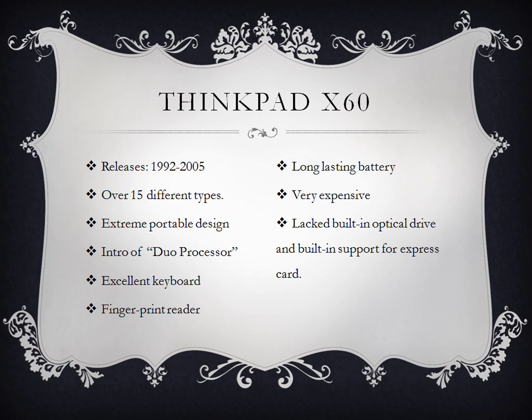This product also had the introduction of the dual processor. Normally before this time, a lot of computers had single cores, and this computer featured a dual processor, meaning two processors in one computer. It was known for its excellent keyboard and the introduction of the fingerprint reader. Today a lot of computers have that for you to access your email or whatever you need to access. Also the long-lasting battery, but the downside was how much it cost.